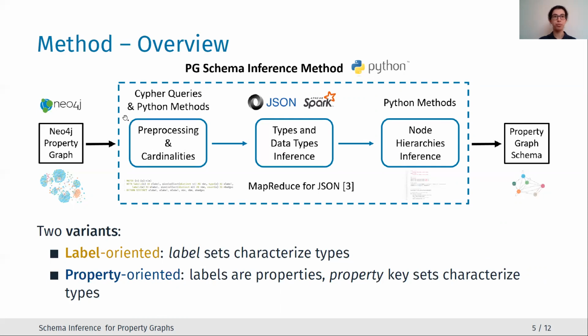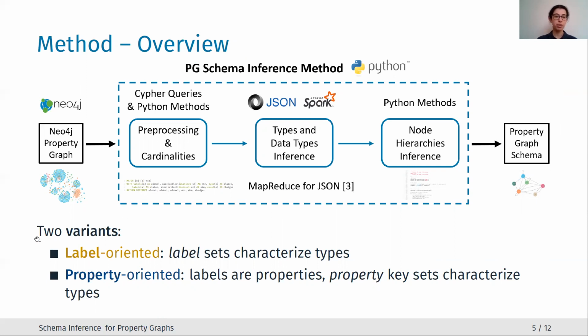So to sum up, we have a first step where we query the graph to match all the nodes and edges, and we convert them into an appropriate JSON format. And since we're already going through the entire graph, we also infer the edge cardinalities at the same time. Today, I'm not going to detail how we do that, but this is explained in our paper. As a second step, we infer the types and data types, and from there, we convert the output of the MapReduce algorithm into the format needed for the node hierarchy inference, which corresponds to our last step. Once we've got the node hierarchies, we actually have our output PG schema.